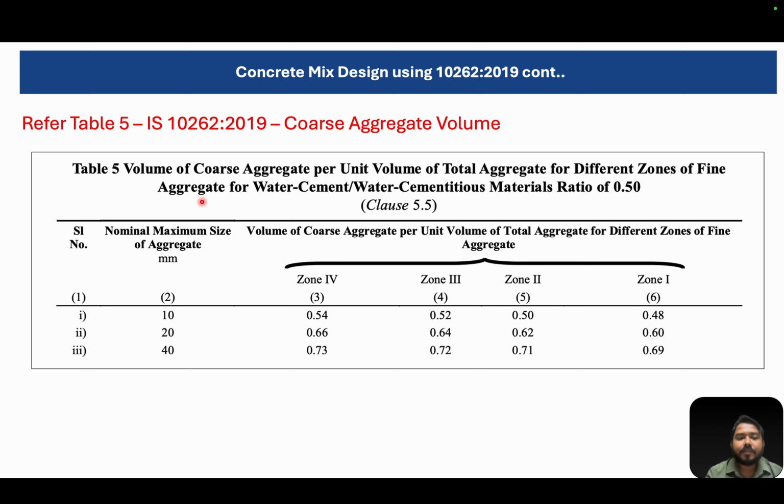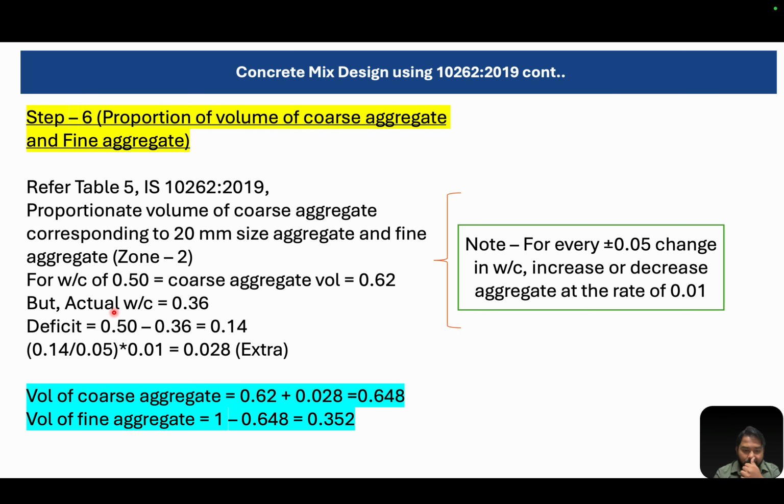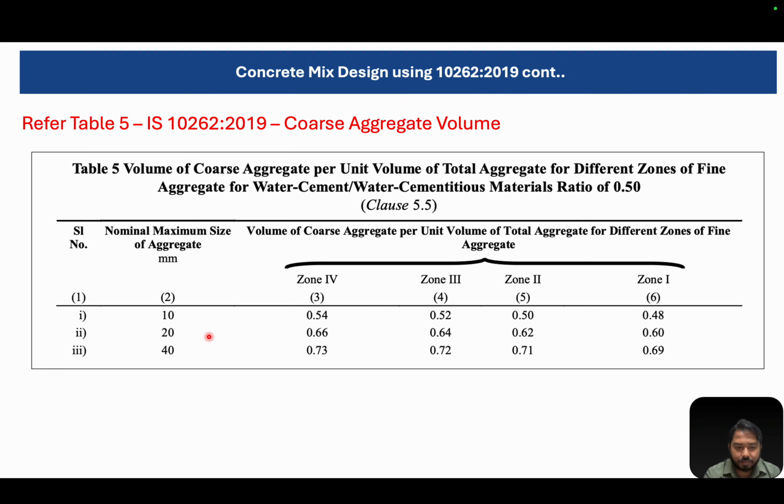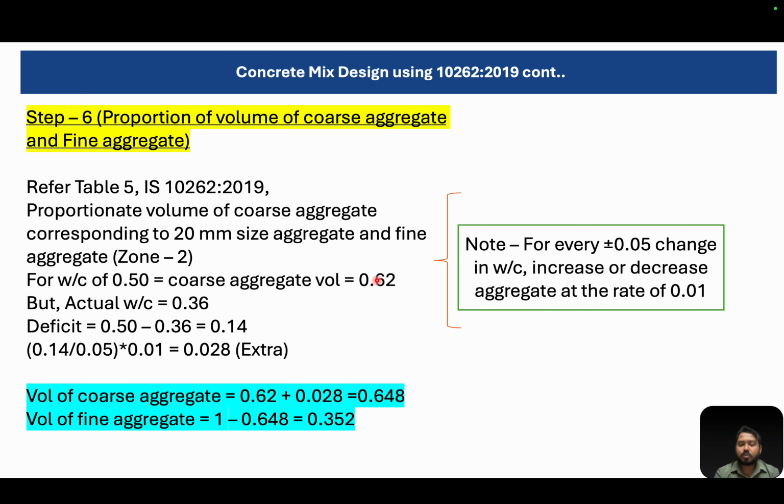You should remember that this entire table is applicable for a water to cement ratio of 0.50. But what have you taken? You have taken a water cement ratio of 0.36, because that is what you derived from your graph. For 20 mm maximum size of aggregate and zone 2, the corresponding coarse aggregate volume I am getting is 0.62.